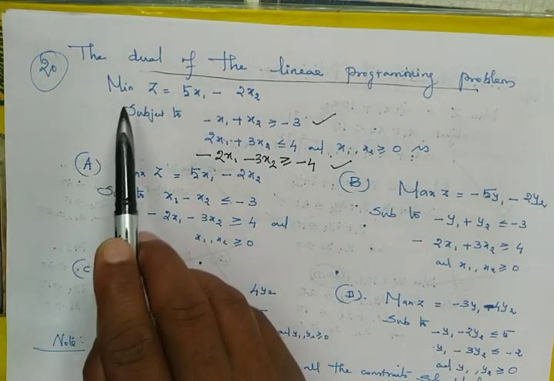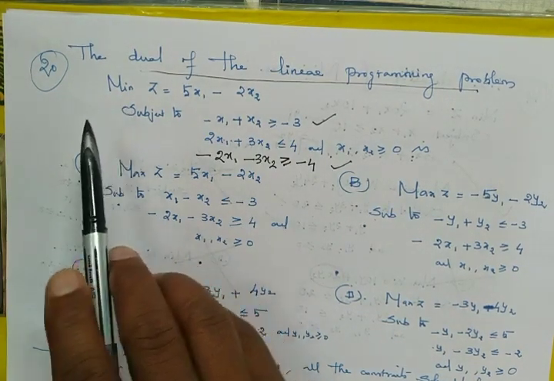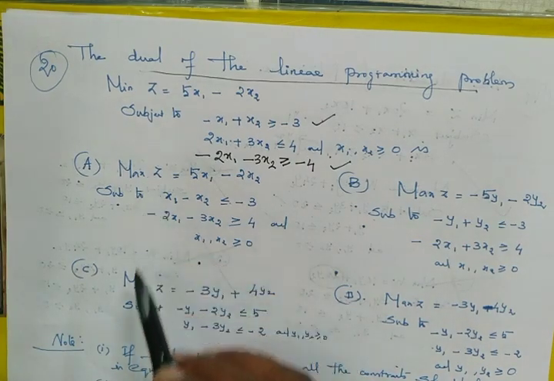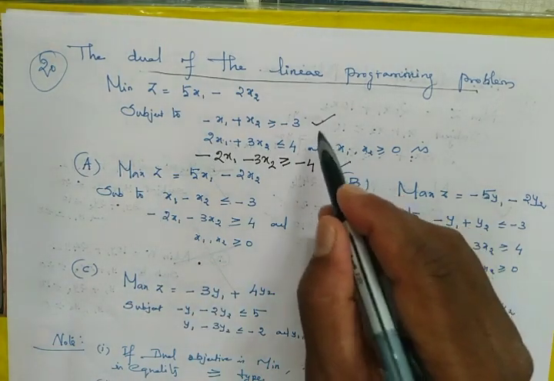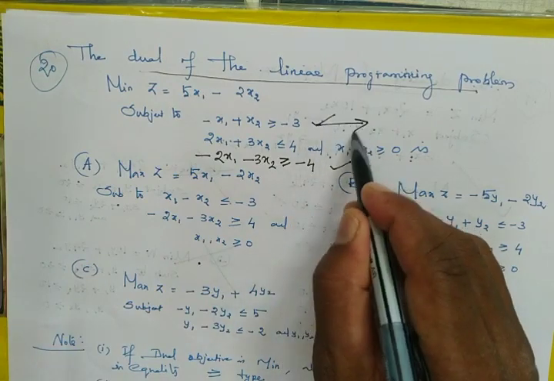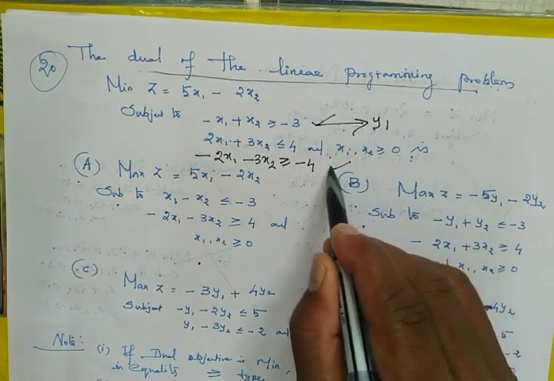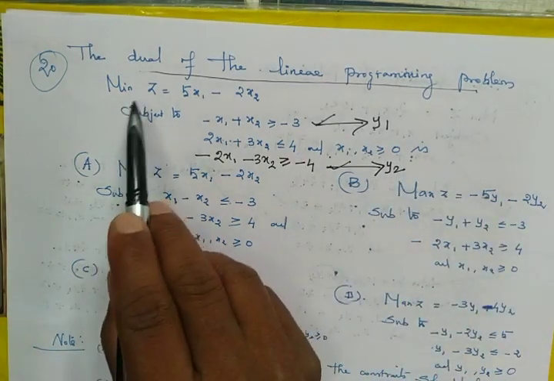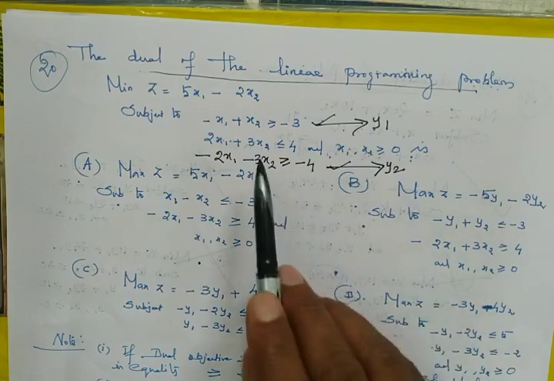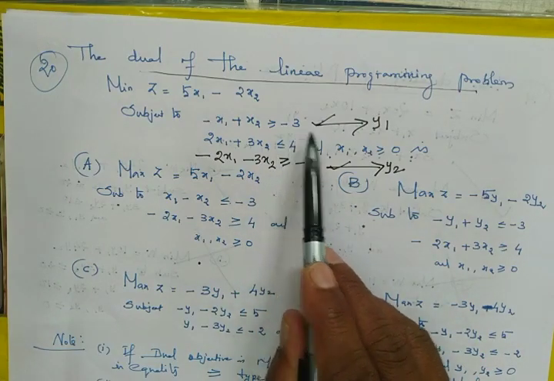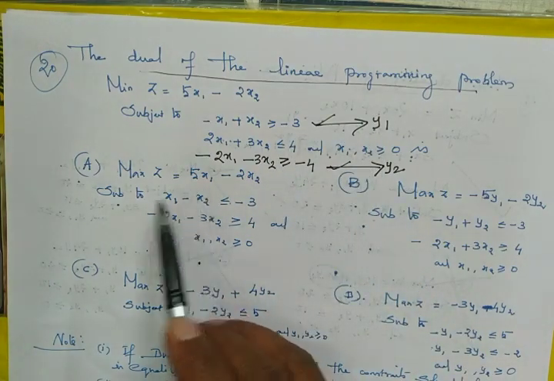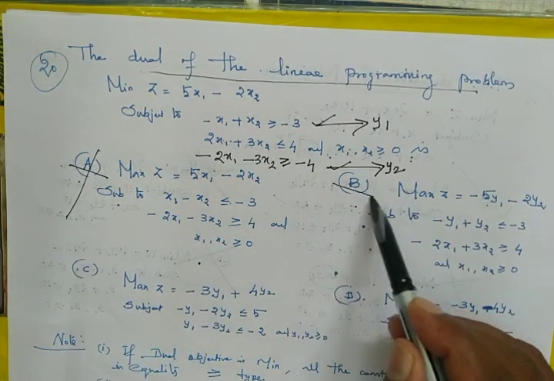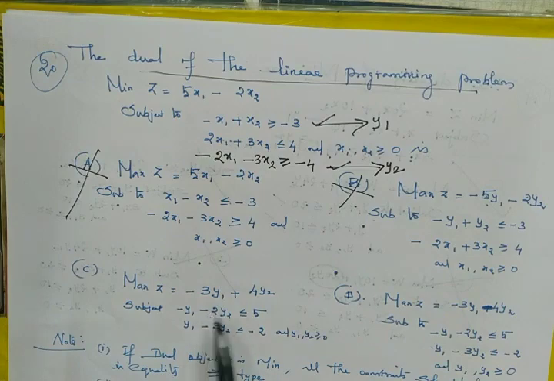Now here it is min z, so the dual becomes max z. Therefore everything is max z. Good. Now for these constraints you introduce the variable y1 for the first constraint and y2 for the second constraint. Since the primal is min z, the result becomes max z. Max z with minus 3 into y1. Here it is minus 5, this is not there. Here minus 3, and here also minus 3.